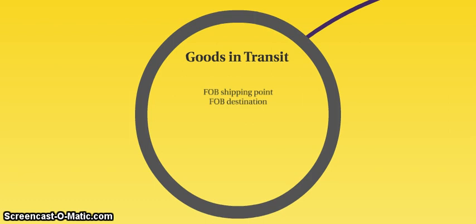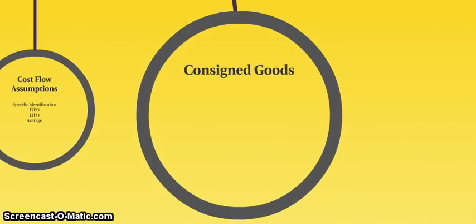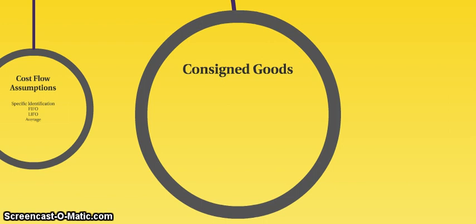So those are important things to understand when you're trying to figure out if you should count some items in inventory or not, and also making sure that you do count items that should be included. Another concept that deals with that same topic is consigned goods. Should they be included? Should they not?